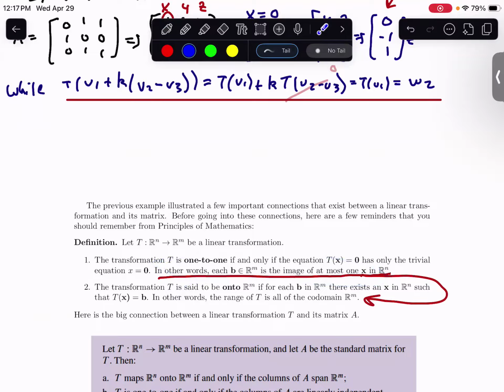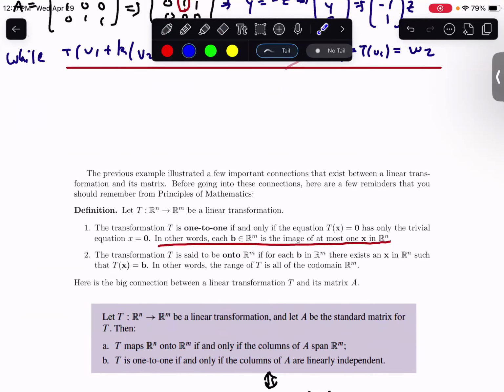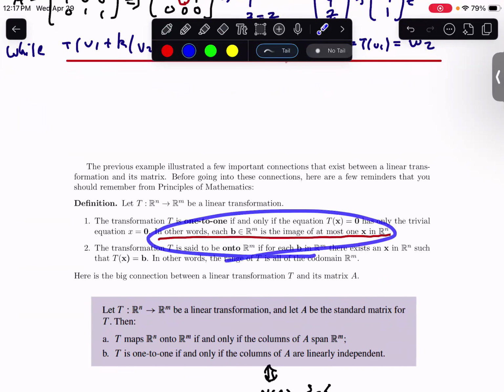So this is saying that each b in the codomain is the image of at most one x. Oh wait, no, don't listen to me. It's the end of the semester. I'm a little bit tired. I'm going to make mistakes. This is fine. I missed the words at most one. So that's what it means to be one-to-one.